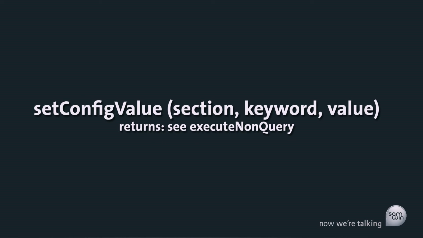The setConfigValue function sets a configuration value into the samwin database tbl_cfg. If the section and keyword combination already exists, the value will be updated. The return value can either be status error or the number of affected rows. Further information can be obtained from the samwin 7 developer guide.